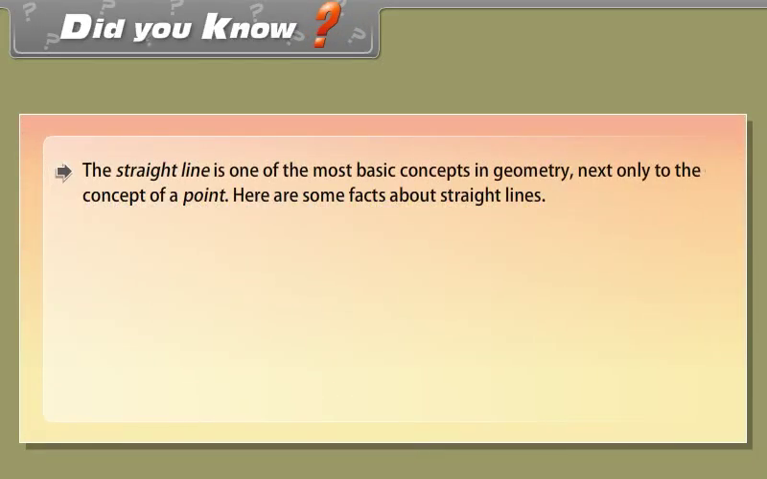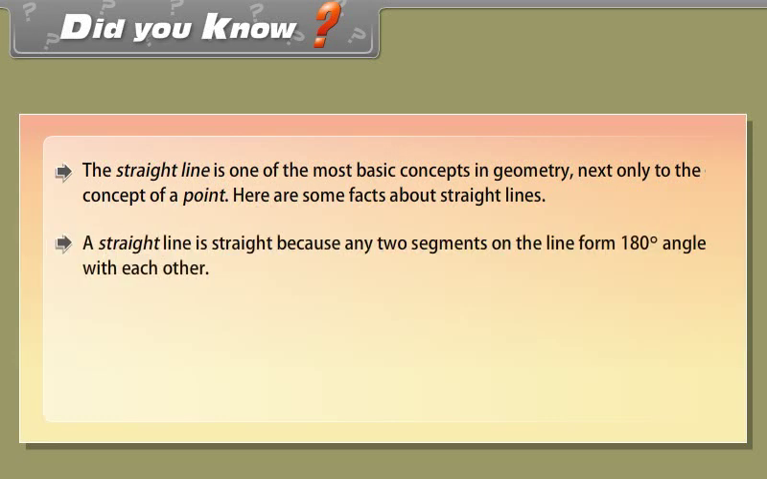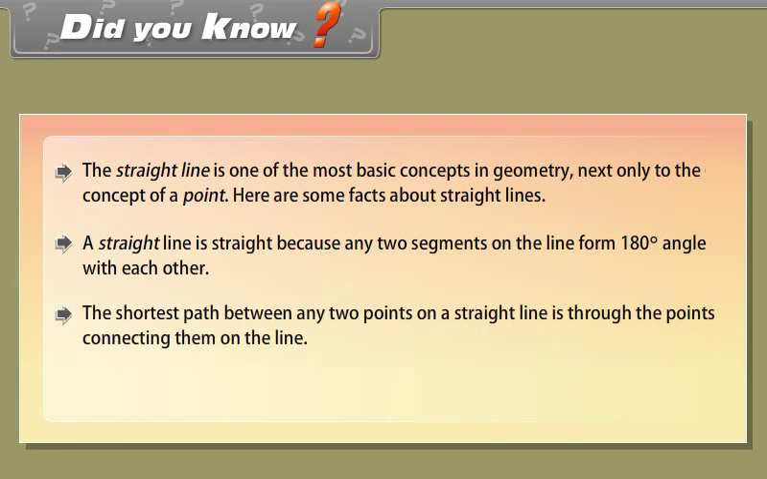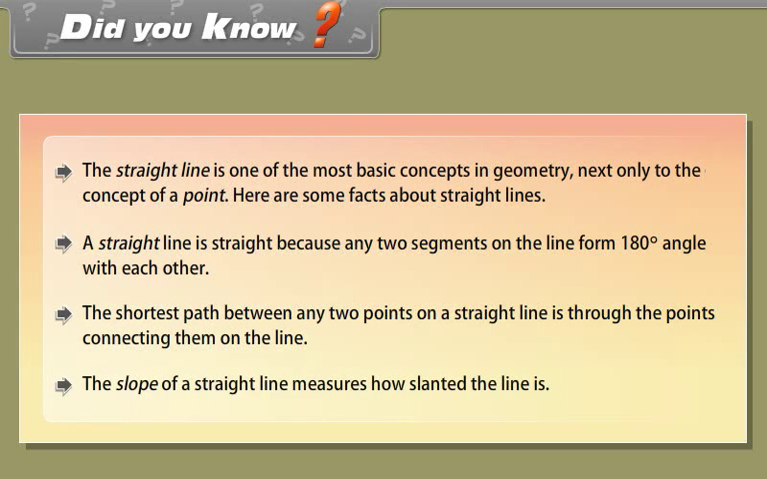Did you know? The straight line is one of the most basic concepts in geometry, next only to the concept of a point. Here are some facts about straight lines. A straight line is straight because any two segments on the line form a 180 degree angle with each other. The shortest path between any 2 points is along the straight line connecting them. The slope of a straight line measures how slanted the line is.